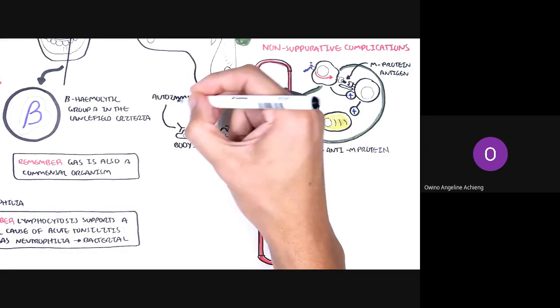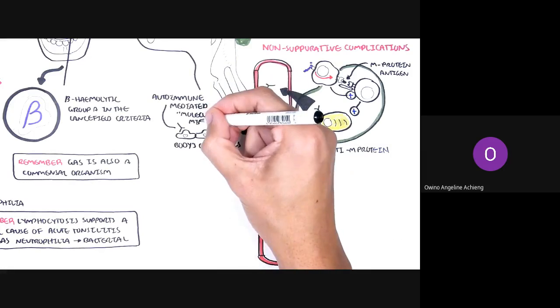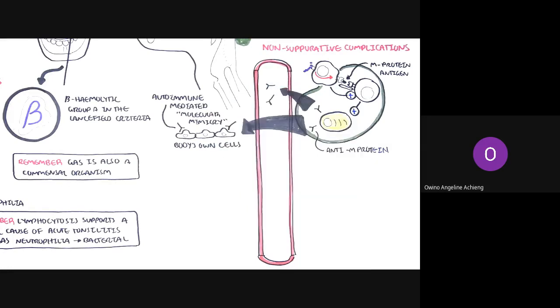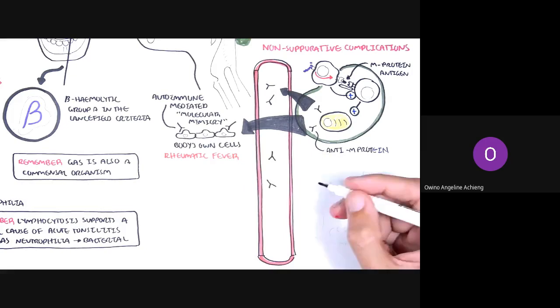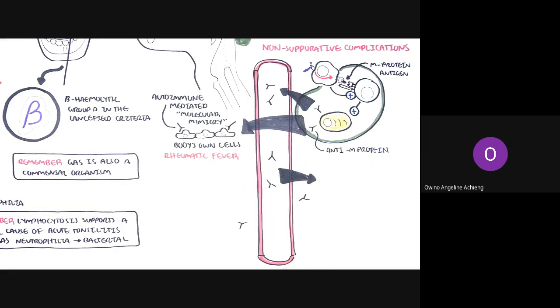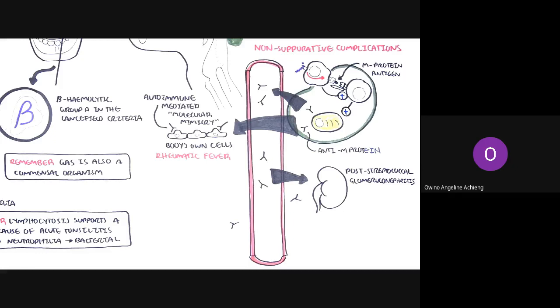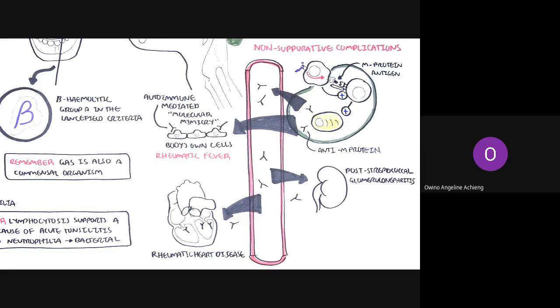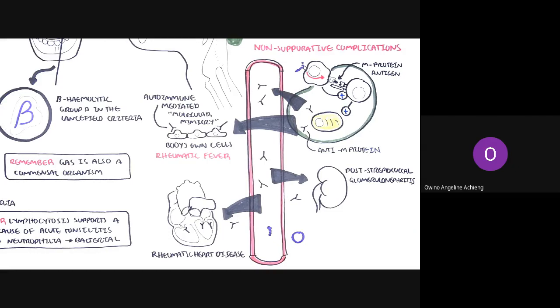This can result in rheumatic fever when the antibodies start attacking the body's own cells through molecular mimicry. The antibodies produced against the group A streptococcus antigens can form immune complexes and also accidentally attack the kidneys, causing post-streptococcal glomerulonephritis. The antibodies against M proteins can also cross-react with the heart structures, leading to rheumatic heart disease. Finally, exotoxins produced by group A streptococcus can lead to scarlet fever.